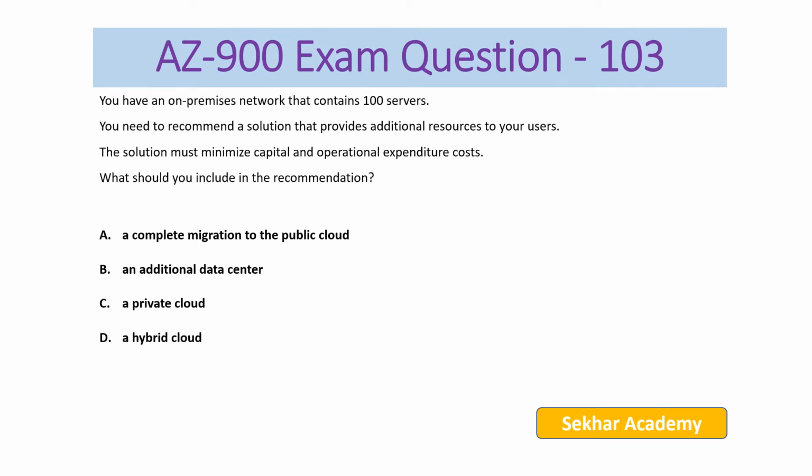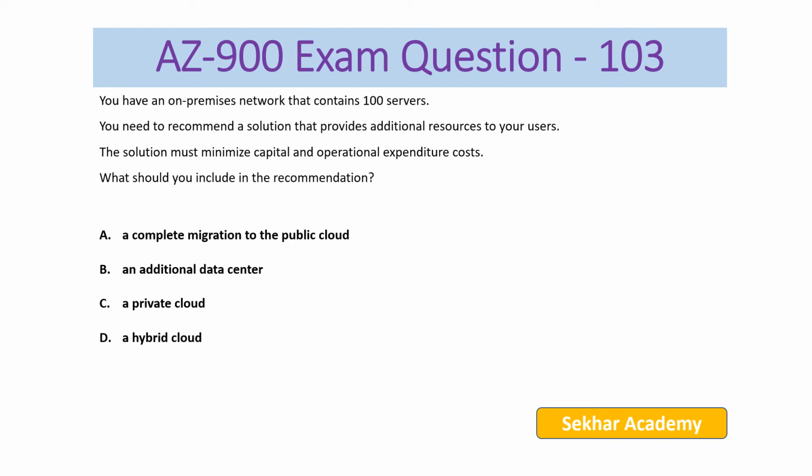AZ-900 exam question number 103. You have an on-premises network that contains 100 servers. You need to recommend a solution that provides additional resources to your users. The solution must minimize capital and operational expenditure costs. What should you include in the recommendation? The options we have: A, a complete migration to the public cloud; B, an additional data center; C, a private cloud; D, a hybrid cloud.